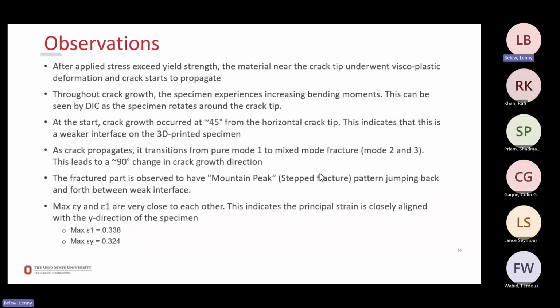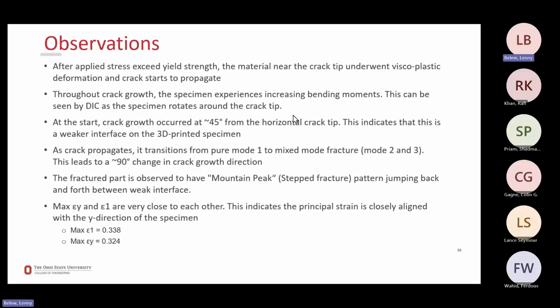Just some basic observations from the video and the pictures that we collected. After applied stress exceeds yield strength, the material near the crack tip underwent viscoplastic deformation, and the crack started to propagate. Throughout crack growth, the specimen experiences increasing bending moments.